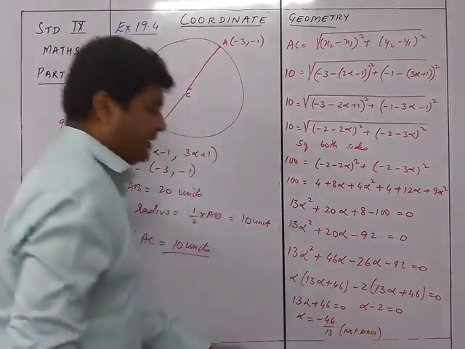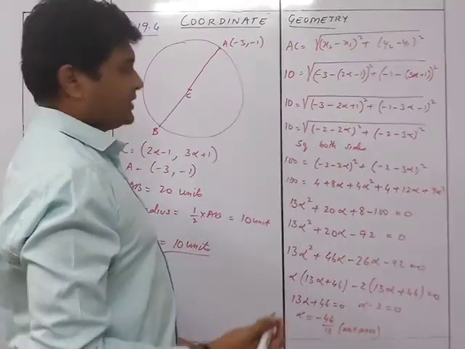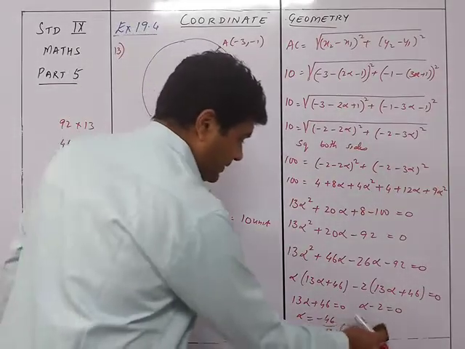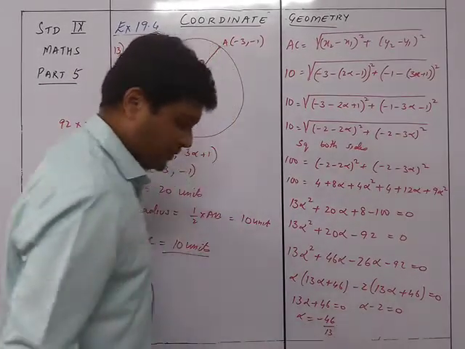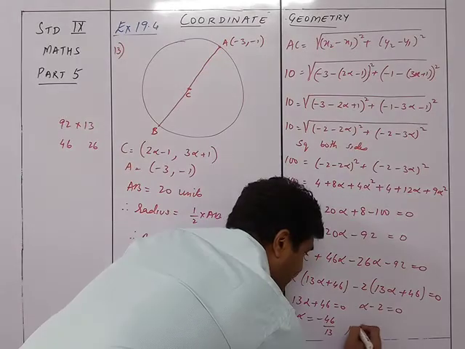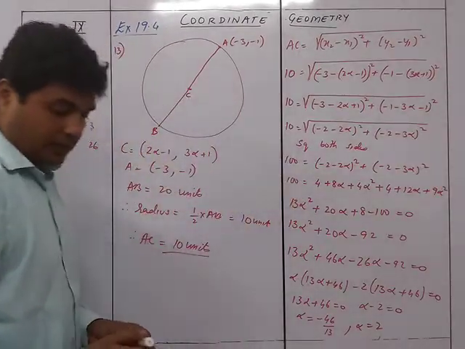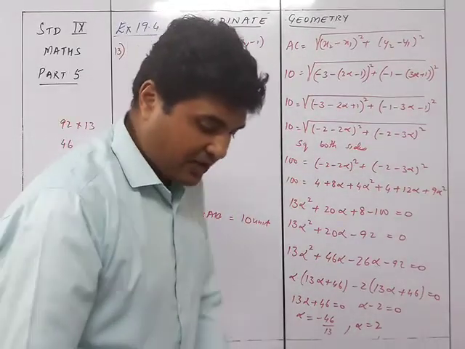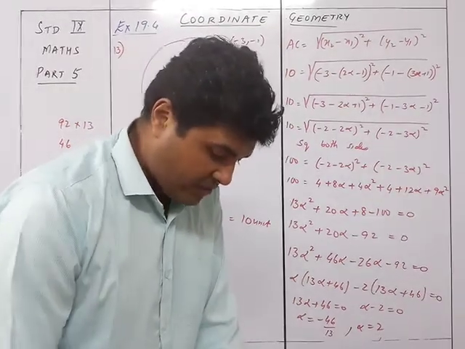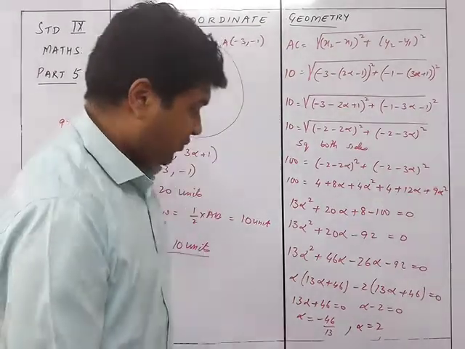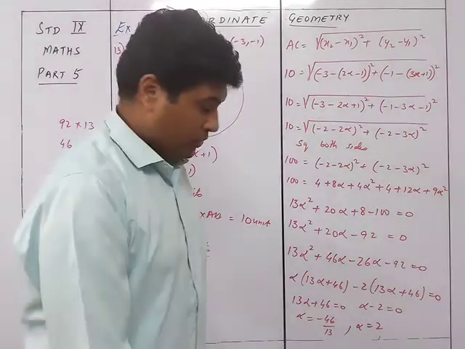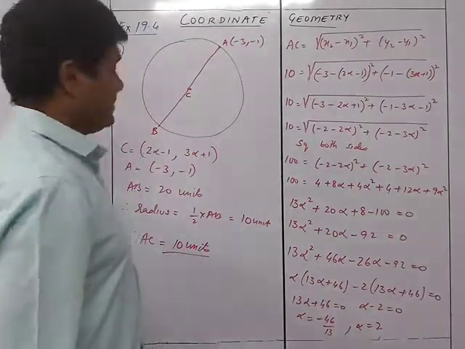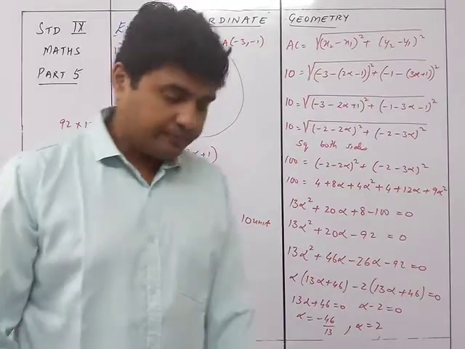Because negative can never be possible, why can it not be? So that is one possibility. Alpha is this one, and another condition is alpha is equal to 2. So those are the two values of alpha. One alpha value is minus 46 upon 13, and second is 2. This was sum number 13. We move on to sum number 15 in the next video.